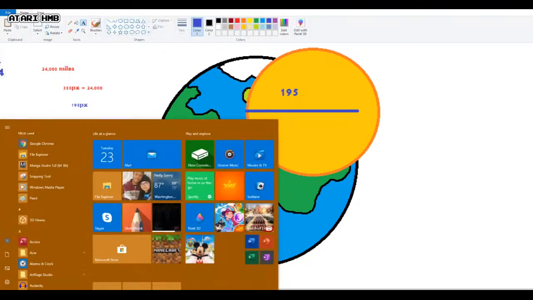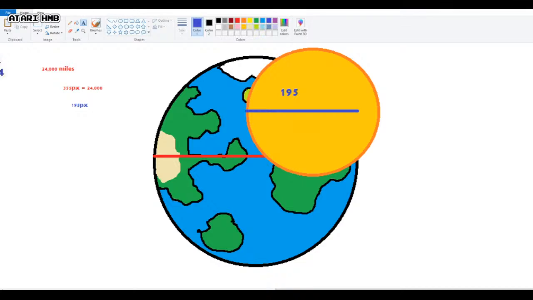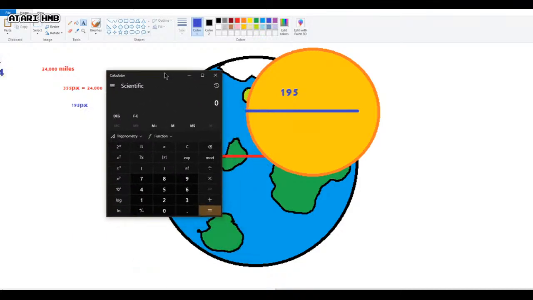So we can grab ourselves a handy dandy calculator. Yes, that's right. Y'all saw my wife. We get ourselves a handy dandy calculator.